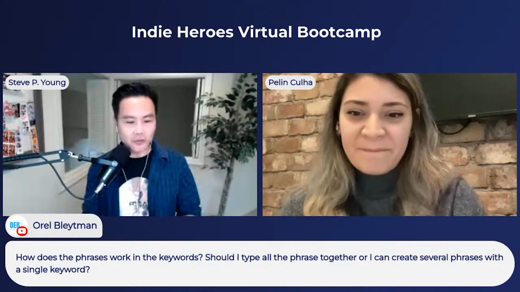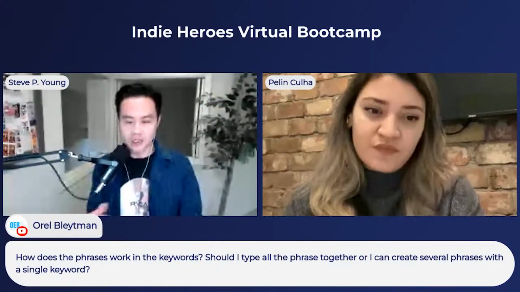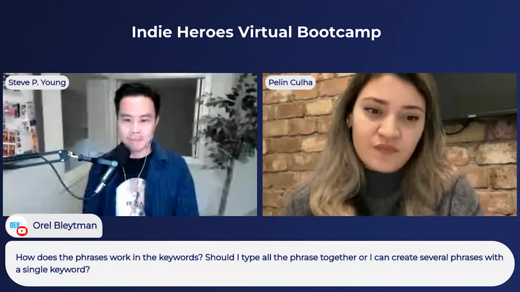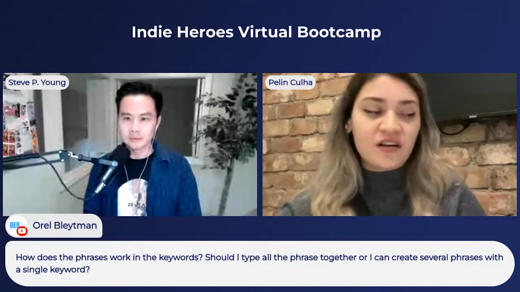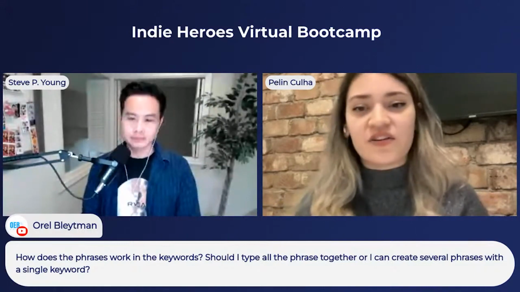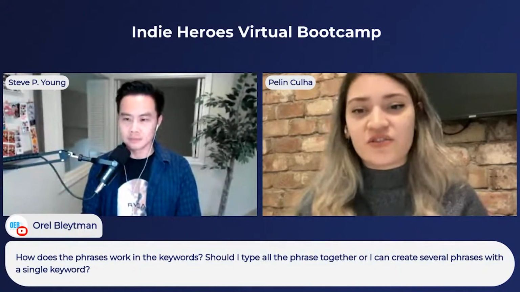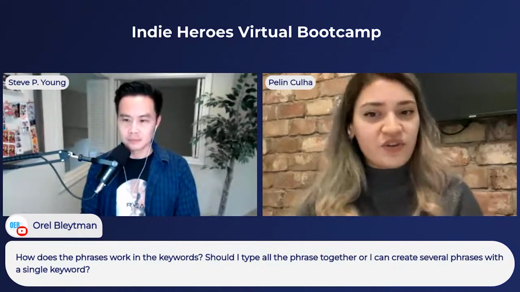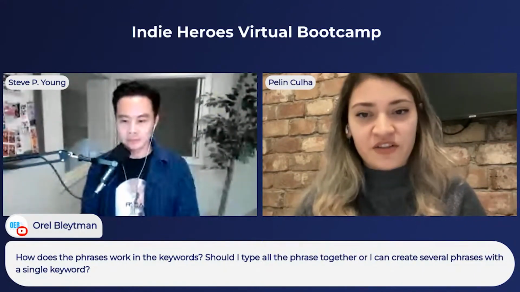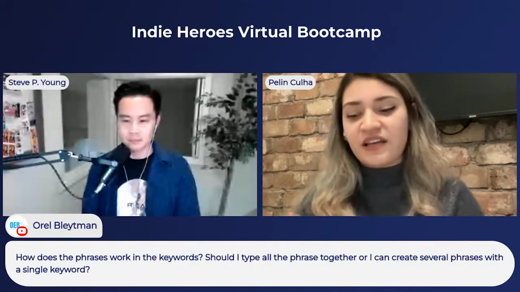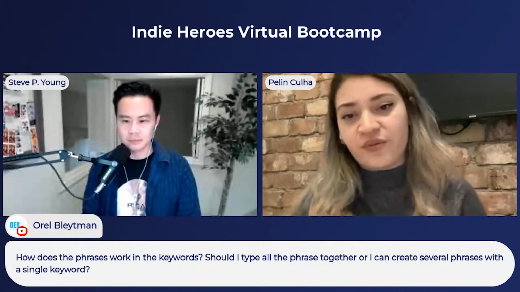Ariel has one last question that maybe Pelin can answer. How do the phrases work in the keywords? Should I type all the phrases together or create several phrases with a single keyword? You can actually do the second one. You don't need to put the phrases together. You can put a keyword in the title, another keyword in the keyword list, and they are just going to combine with each other, especially for iOS. It's kind of the same for Google Play, but putting the phrases together has a better effect on Google Play from what we've seen. But in no way do you have to put them together.